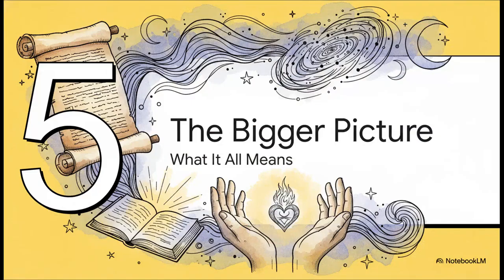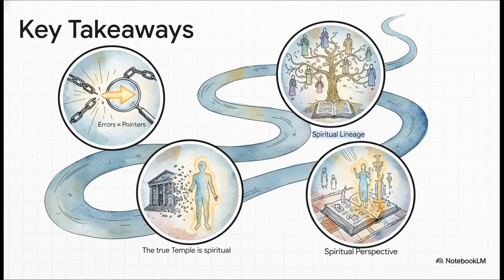Okay, so let's zoom out to the bigger picture. What's the real takeaway here? Why does this shift from a literal to a spiritual reading actually matter so much? Let's put all the pieces together. We saw how those so-called errors in Matthew's genealogy aren't mistakes at all. They're deliberate clues pointing to a deeper truth. We figured out that truth is about a spiritual lineage, a family of faith, not just blood. Then we saw that same exact pattern with the temple, redefining it as something spiritual.